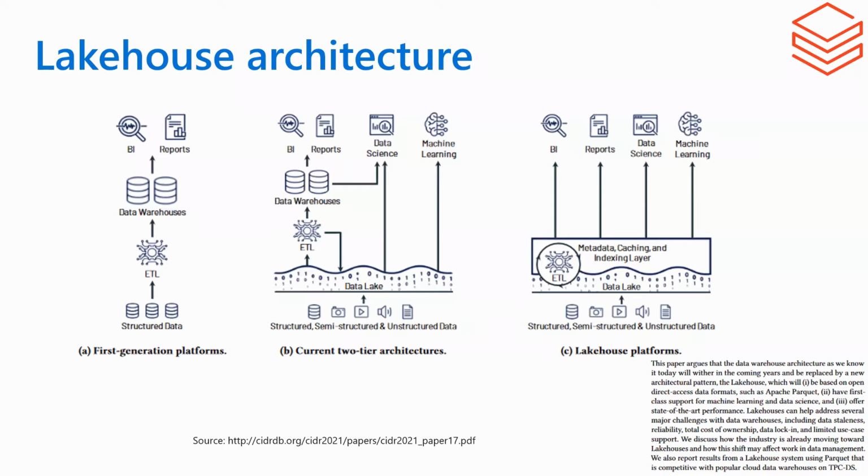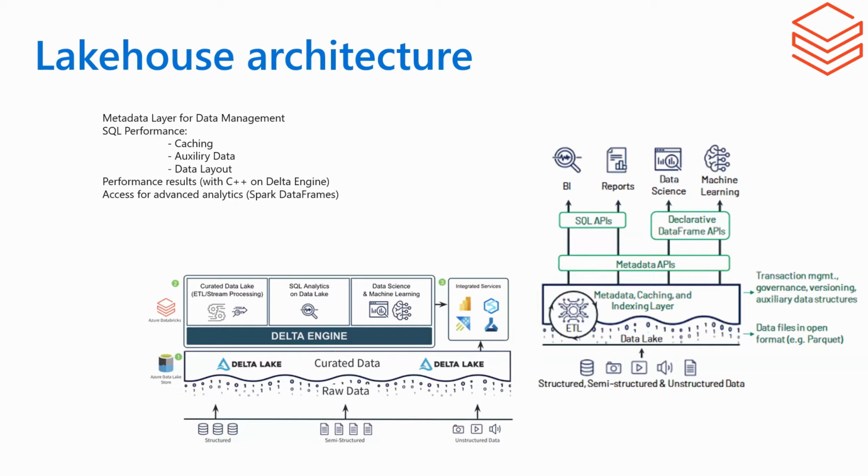Of course, there are some caveats, and these are the metadata, the caching, and the indexing layer. So how does this actually work? You have a so-called metadata layer for data management, and those are basically taking care of it. You are getting data cached. You have so-called auxiliary data. It can be any type of indexes. It can be any type of metadata that will describe the way to get to your set of data faster, and also the data layout, which can be understood as, let's say, the schema. And on top of that, everything was built in C++ code on top of the Delta engine.